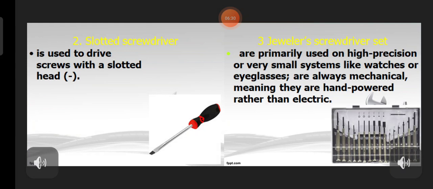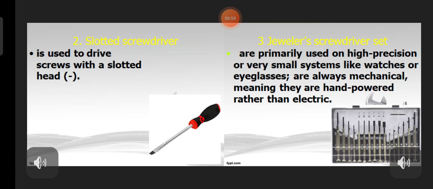A type of screwdriver is a slotted screwdriver, which is used to drive screws with a slotted head or negative sign symbol. The flat blade of the screwdriver fits into the slot and remains in place as long as the tool is kept in line with the screw and constant pressure is applied.